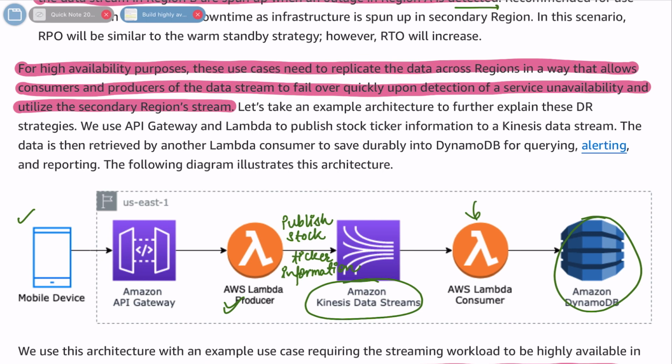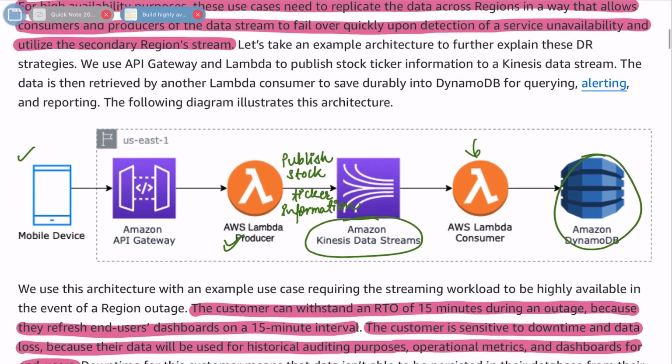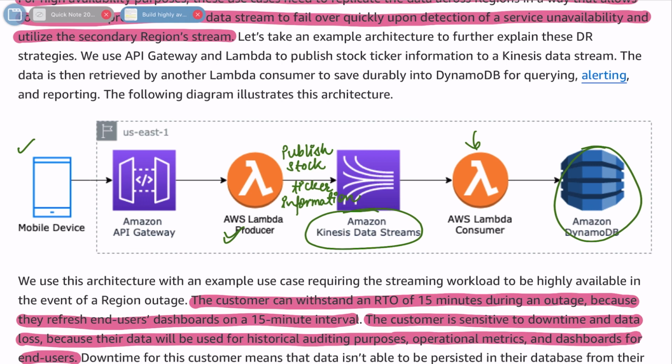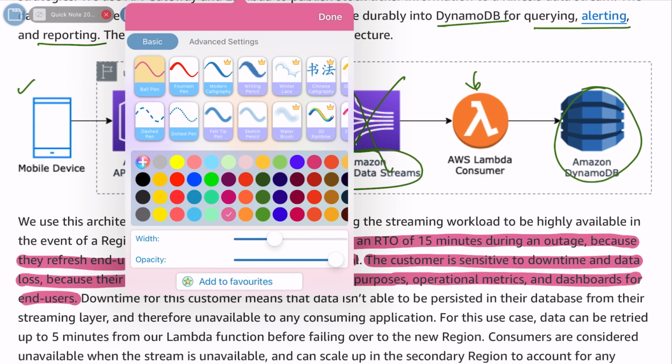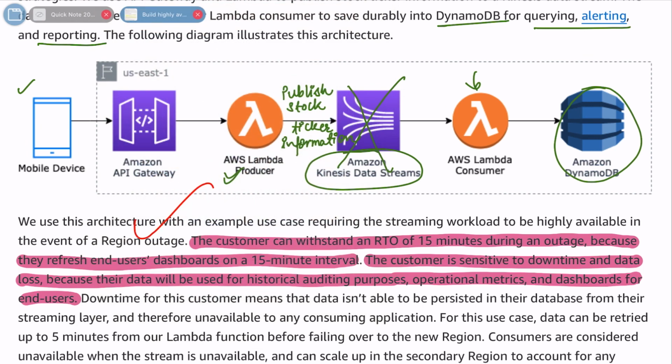So this is the general idea we discussed, that if a system goes down in a particular region, then we need a sort of failover mechanism so that the architecture comes online in another region to serve the traffic for the customers. So we are storing the data into DynamoDB for querying, alerting and reporting. This is the example we will be discussing in this architecture: what if this Amazon Kinesis system goes down, what will happen and how will you solve that? Let's change the color of the pen and let's use red, looks good.